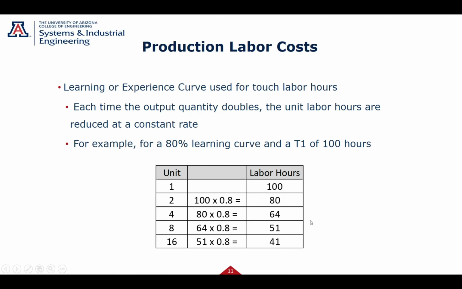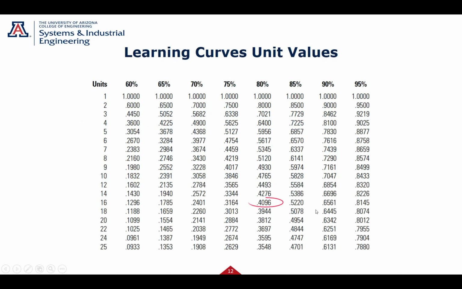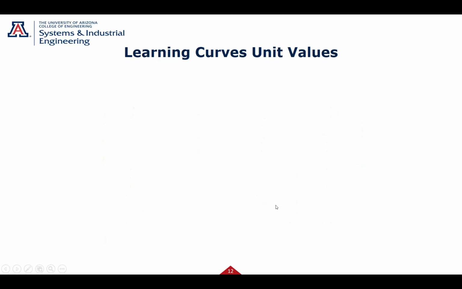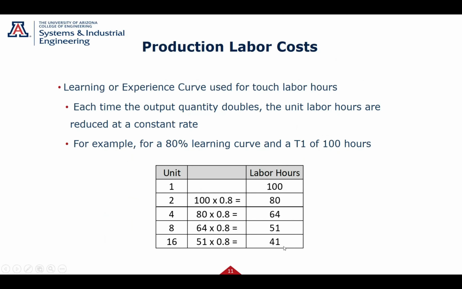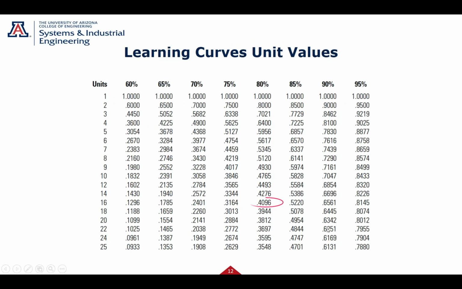Now, this is easy to do the math. There are tables that do this. So instead of 100 hours, it just normalized everything to 1 hour. But look at this. By the 16th unit, I get 0.41. Okay, that's what I had up here. 0.41 times 100, same thing. So the tables will do that for you. There's these learning curve tables. That was big in the older days for me when we didn't have all the calculators and computers. Now you can compute it pretty easy.